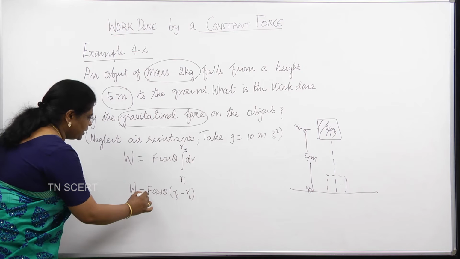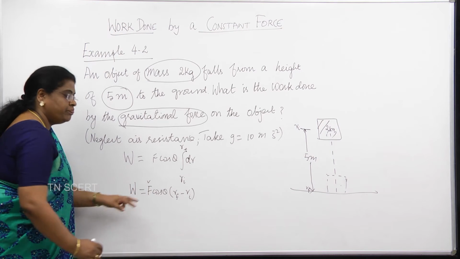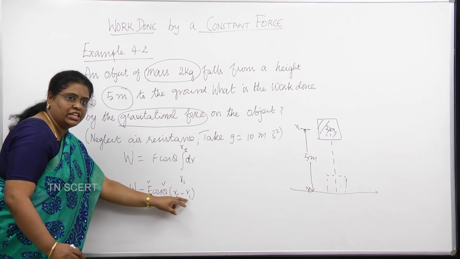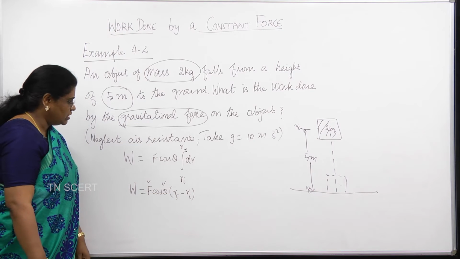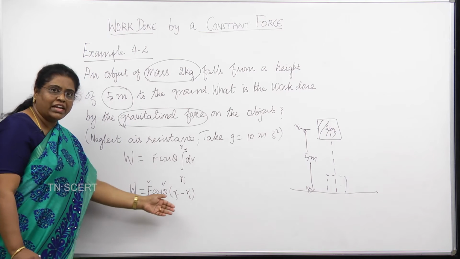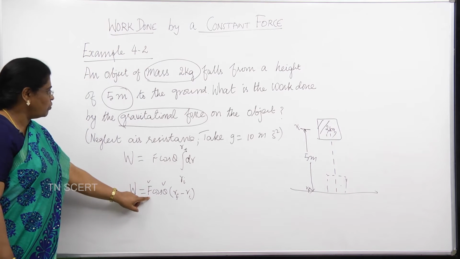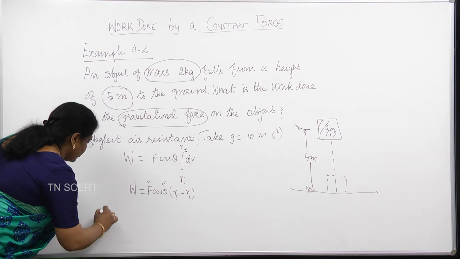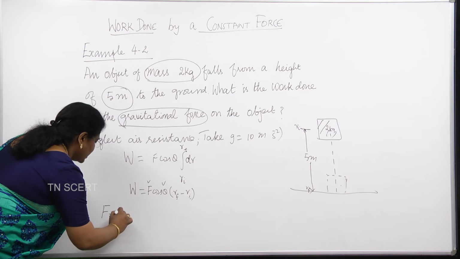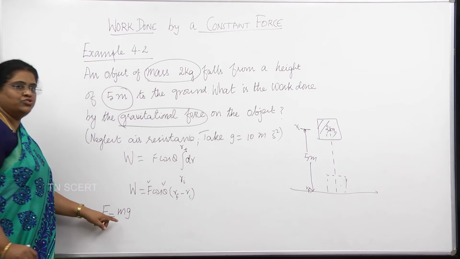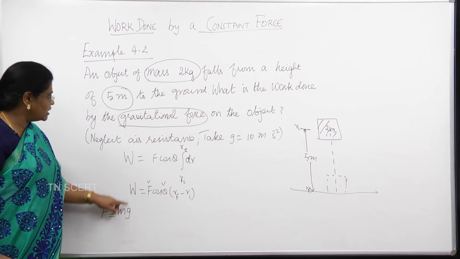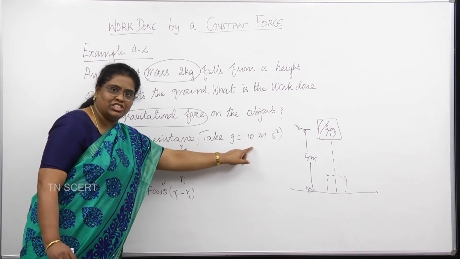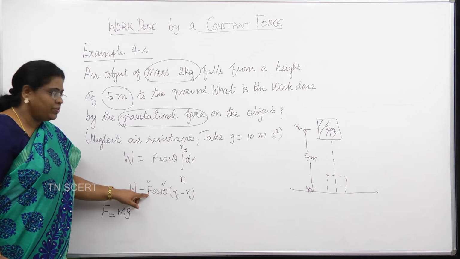Now, what are the parameters? I want F, I want theta, and I want the distance between the initial and the final, which is the displacement. Now, check, are they all given in the problem? Force, what type of force? Gravitational force. What is the expression for gravitational force? The gravitational force is mg. Mass, is it given? Yes, mass is given. And is g given? Yes, g is given. And therefore, now I have F.